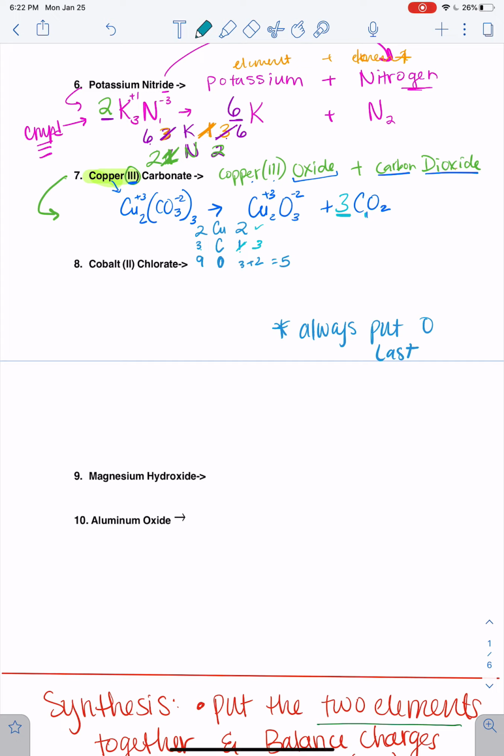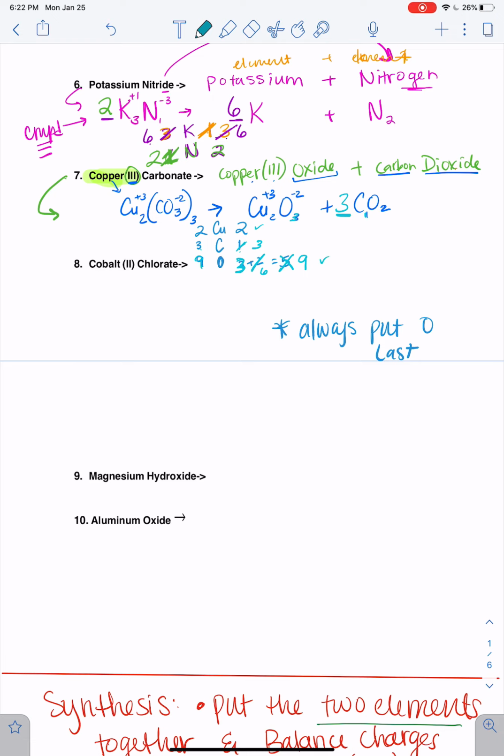But what does that also change? Do you see that the 3 applies to the carbon and the oxygen? So that then changes this oxygen to a 6. So now I have 3 here and 6 there. So it's no longer 5 oxygens on the product side. It is now 9. Which really works out considering I have 9 on the reactant side.